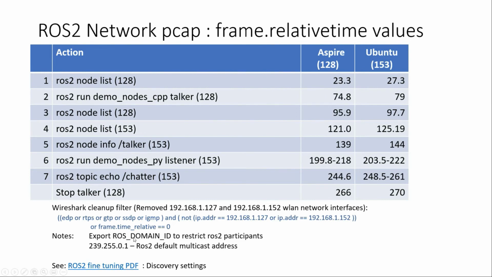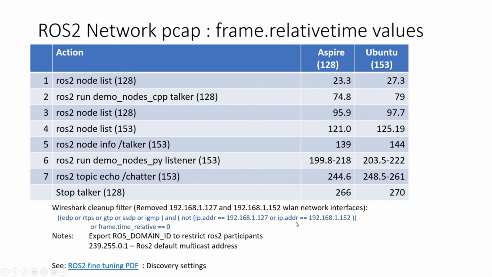I also found some interesting settings. So you can export the ROS domain ID. By default it's set to 0, but if you want to have multiple ROS domains running on the same subnet, then by setting this domain ID in an export or an environment variable, you can restrict the node participants just to that domain even though they're sharing the same network. And this address here is the ROS2 multicast address, so you'll see that in the traces as I go through.